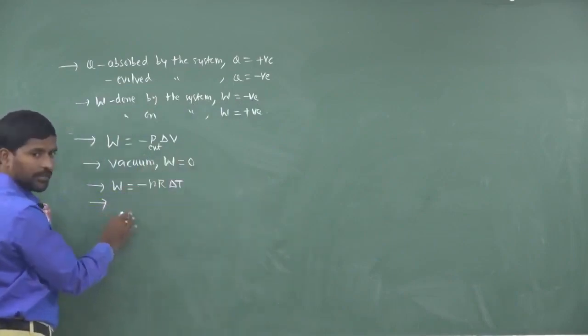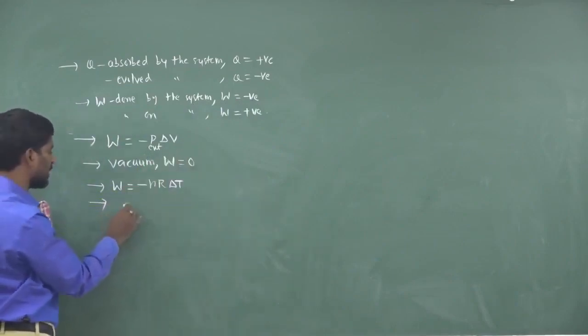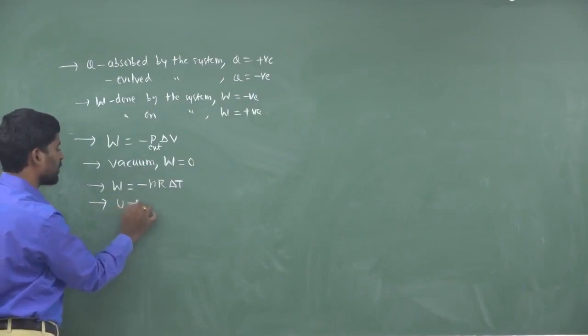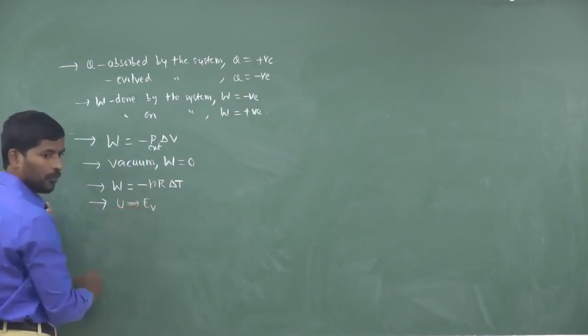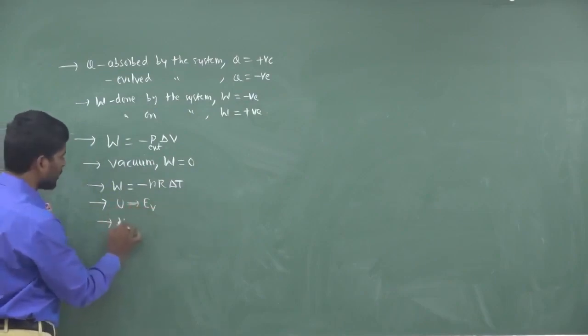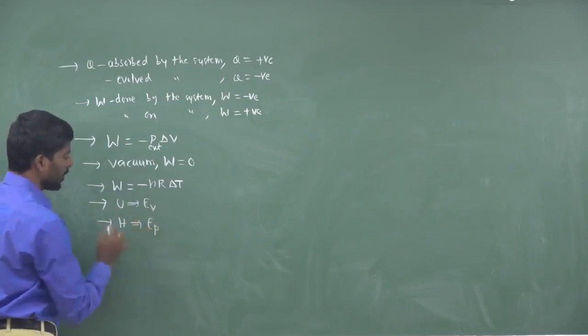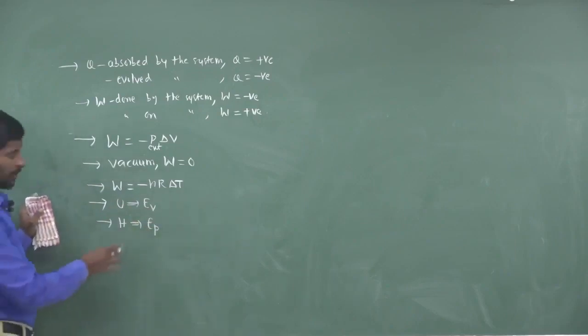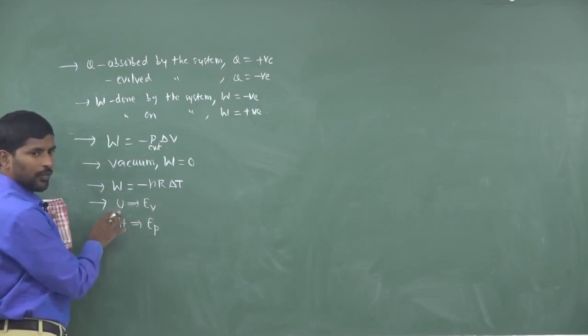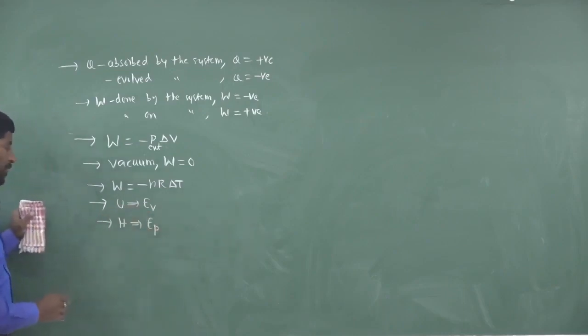Next we discussed the concept of internal energy. Internal energy is nothing but the energy of the system at constant volume. Enthalpy is nothing but the energy of the system at constant pressure. This is the energy we follow at constant volume, and this is the energy of the system we follow at constant pressure.